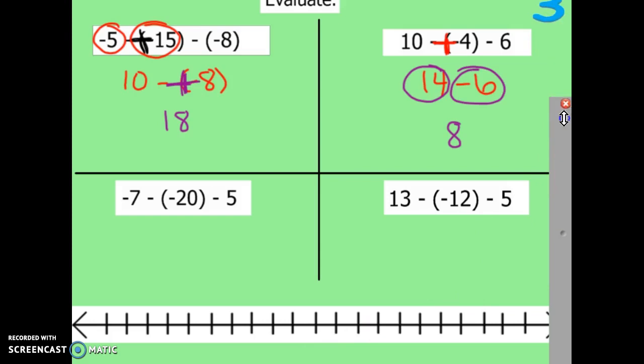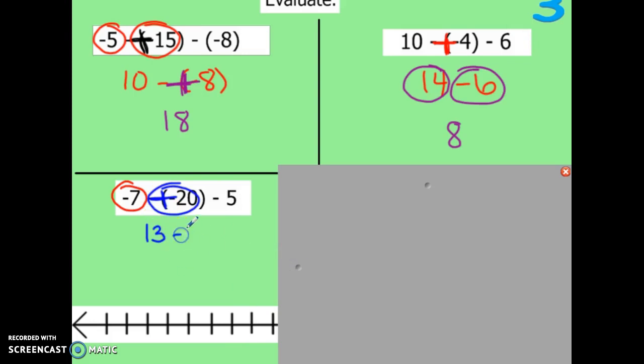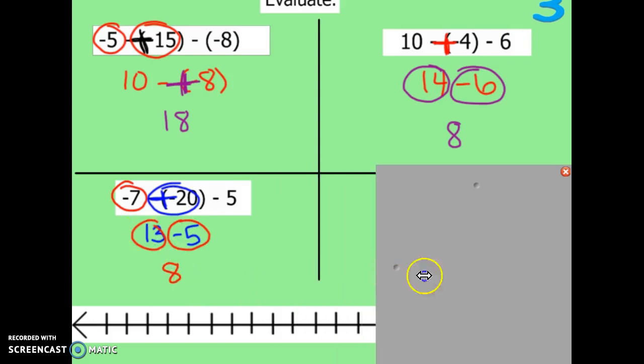Here's another one. Just looking at the first 2, we have -7. The opposite of a negative, again, is going to give us a positive. So negative, positive, different signs, subtract. 20 minus 7 should give us 13. There's more positives. And then 13 minus 5, positive, negative, or just count down from 13: 12, 11, 10, 9, 8. There's more positives, so it's a positive 8.